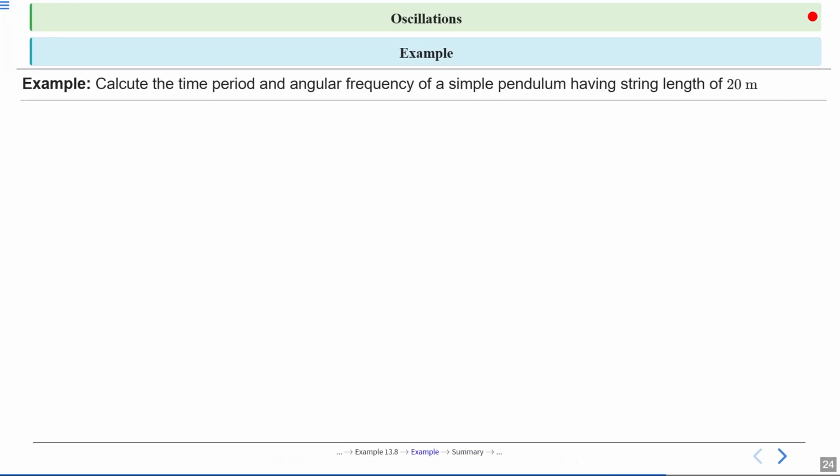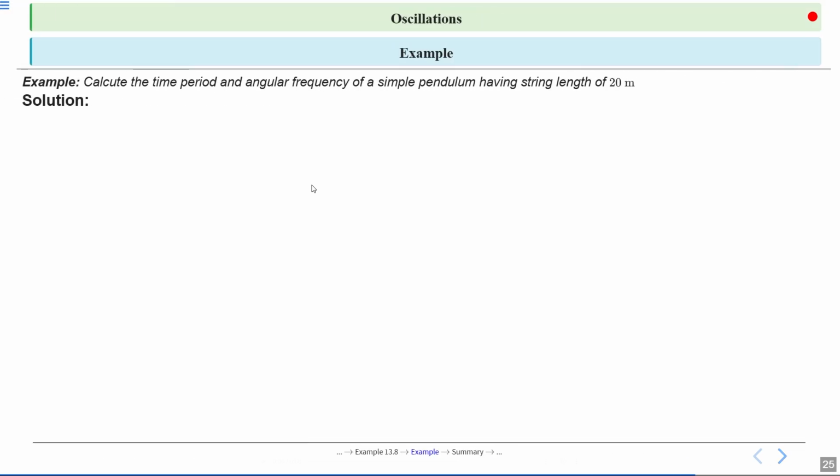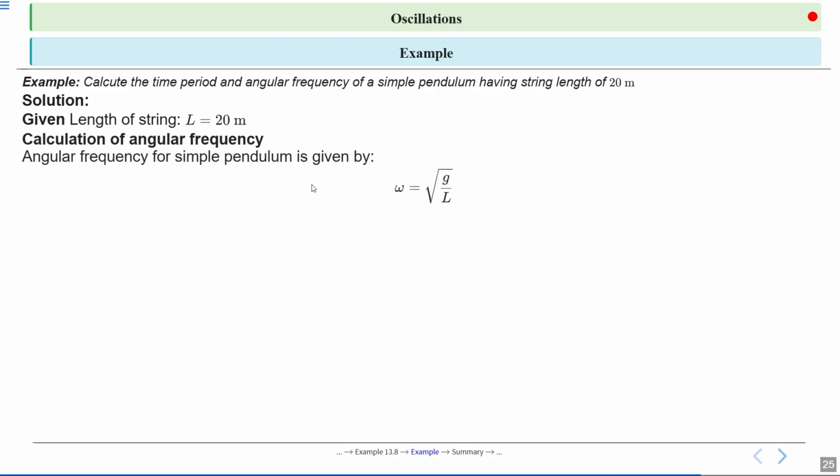Let's see one more example. Calculate the time period and angular frequency of a simple pendulum having string length of 20 meter. Let's see the solution. Length of the string L equal to 20 meter. Now let's focus on finding the angular frequency. For a simple pendulum, the angular frequency, which we write as omega, is given by the formula omega equal to under root g by L.